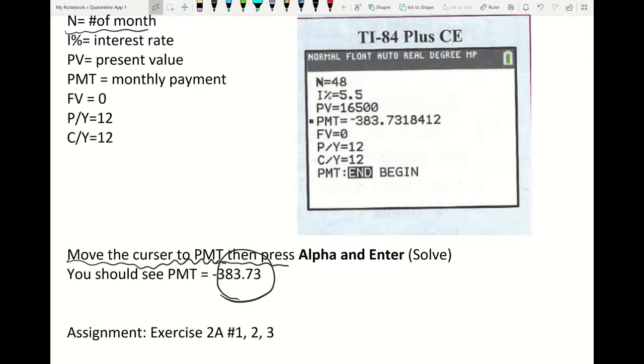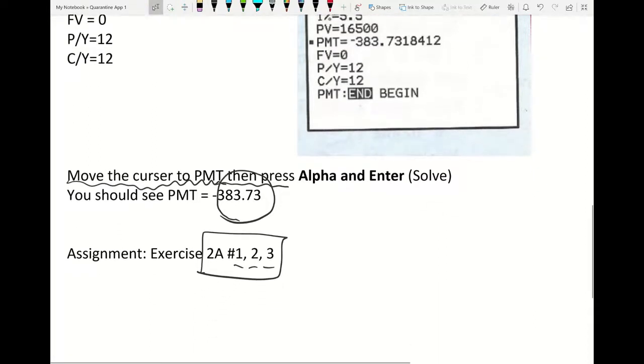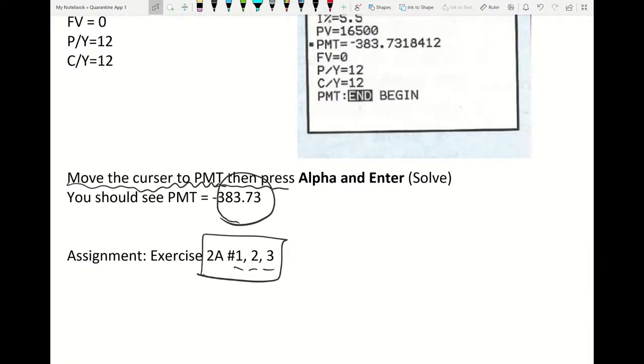I have a short assignment here. I want you to do number 1, number 2, and number 3 on 2A. And that will be it. So this concludes the video instruction for this week 7.